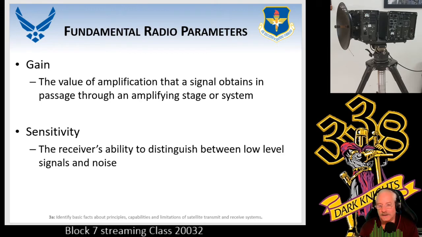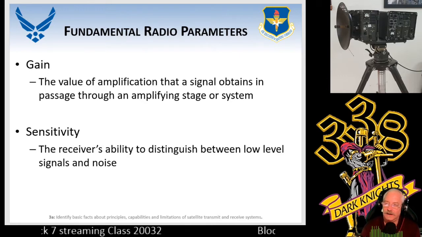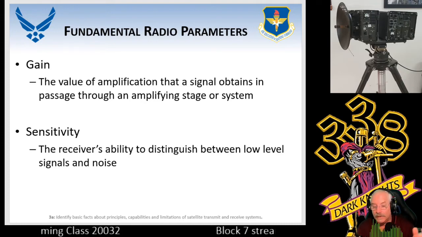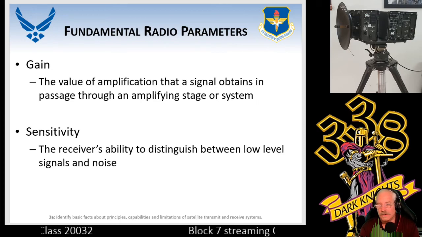Sensitivity. This one, you guys have come across the signal plus noise to noise ratio in block 3. This is what it's checking. And you're going, okay, I don't remember, but let me give you a little background on it. Signal plus noise to noise ratio checks. What did you have to do?